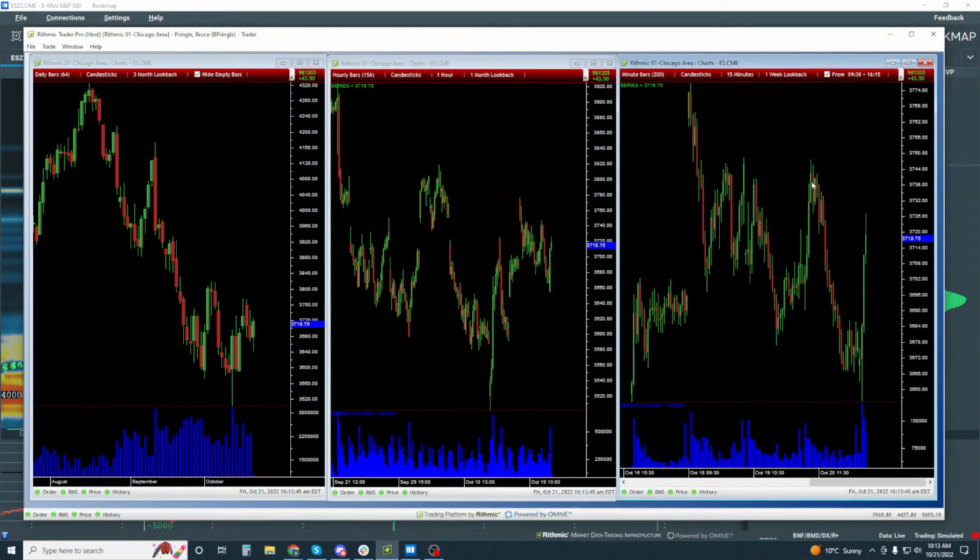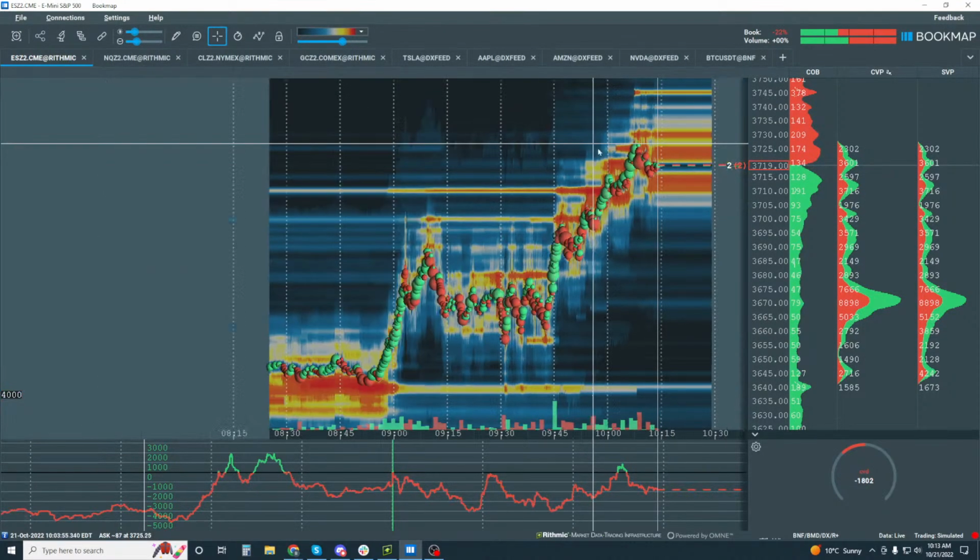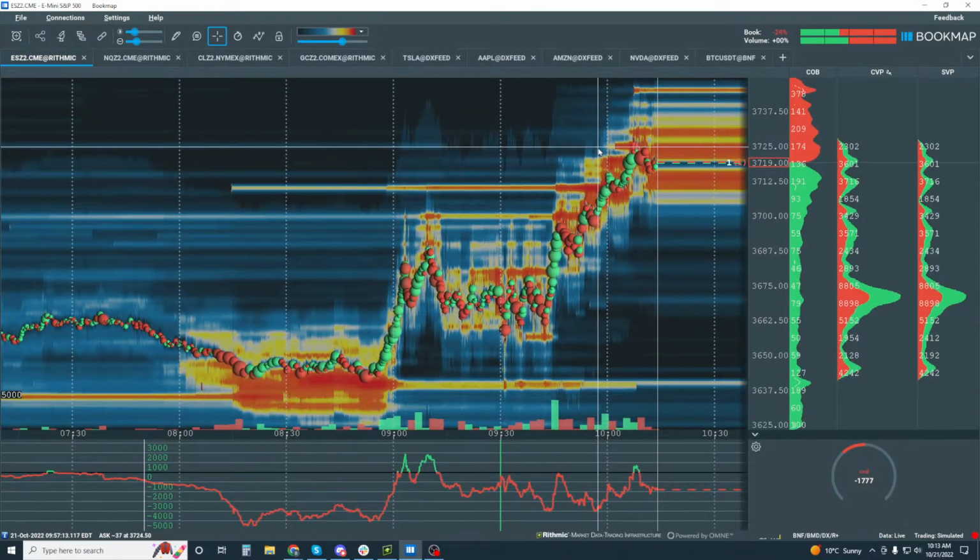It's just not very transparent. We're not getting a lot out of it. We just know ranges and breakouts, etc. So let's take a look over here at Bookmap. Now we're getting the full picture right here.